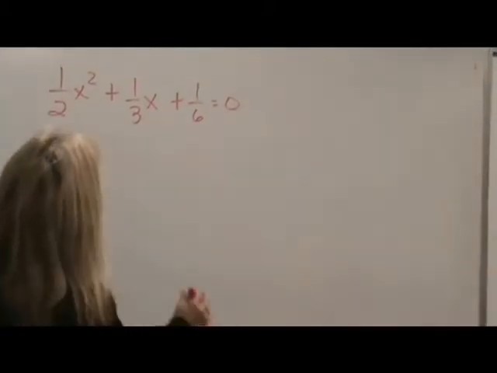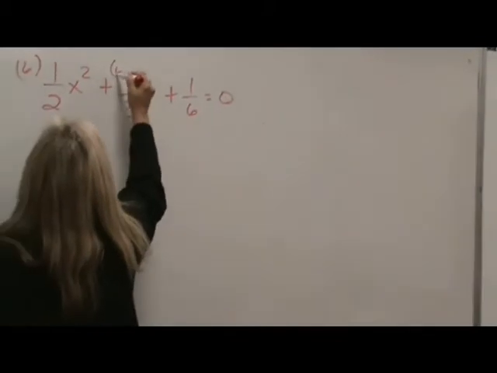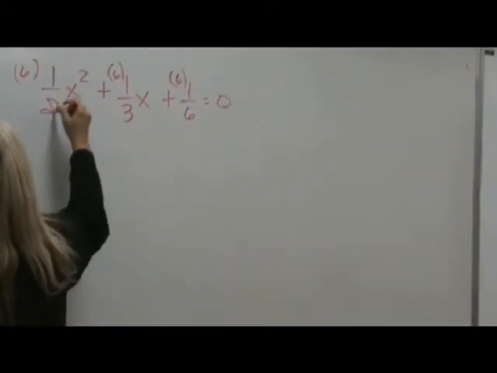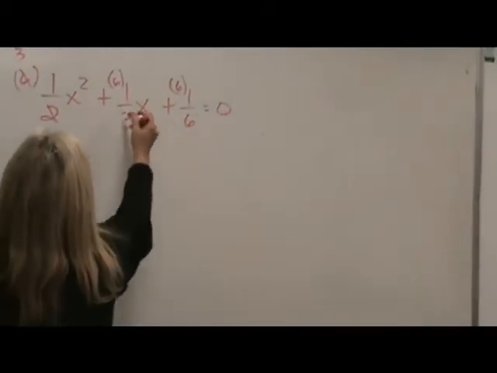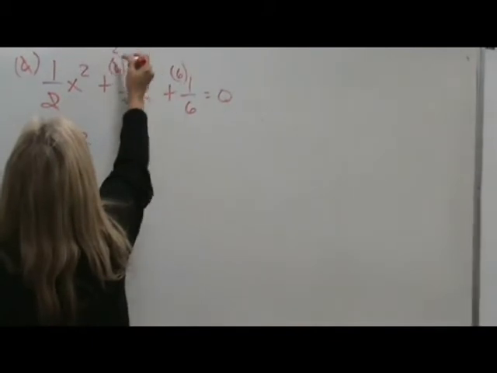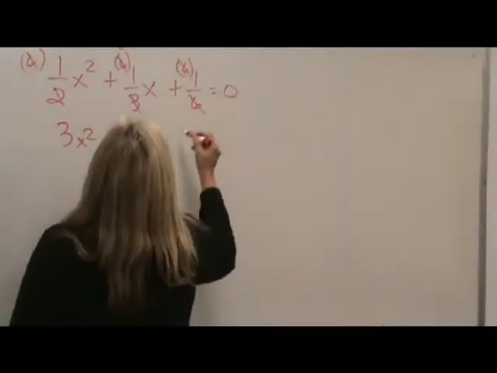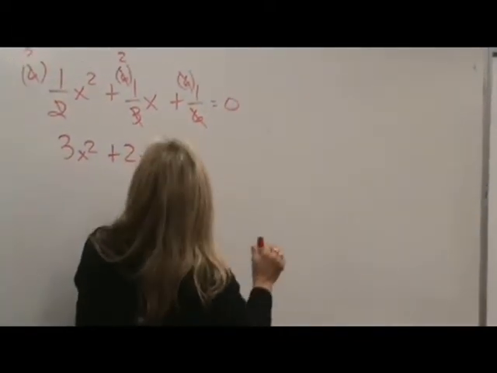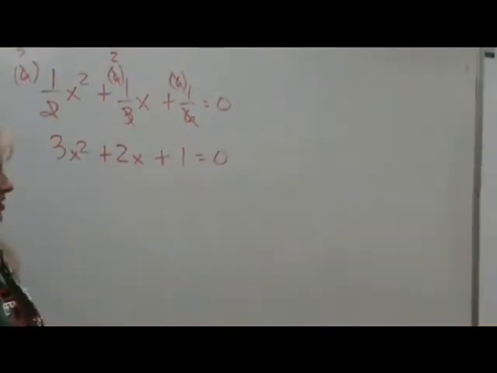To get rid of those fractions, I would multiply each term by 6. So 2 goes into 6 3 times, 3 times 1 is 3x squared. 3 goes into 6 2 times, 2 times 1 is 2x. And x and 6 cancel, so we're just left with plus 1. And then we could use the quadratic formula.